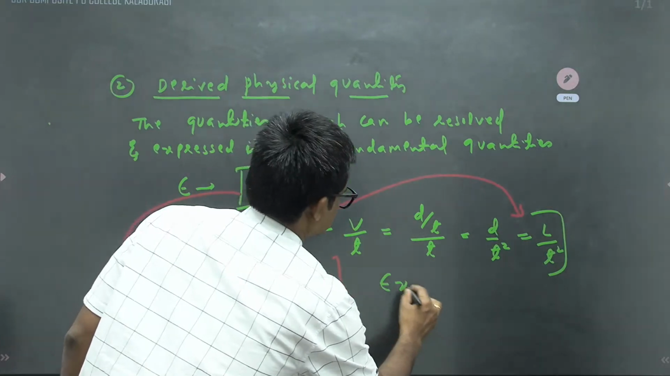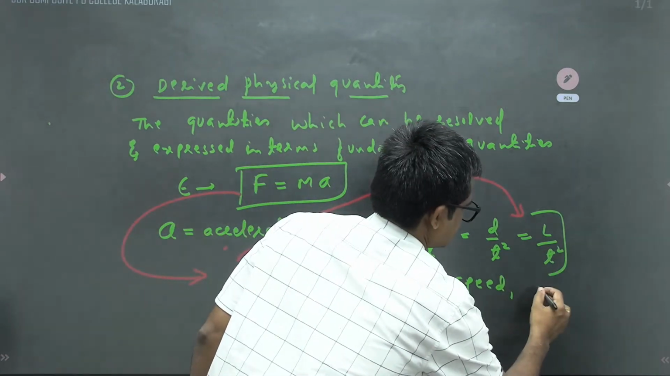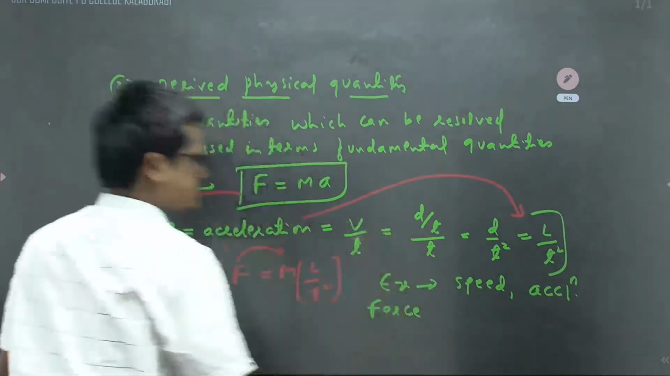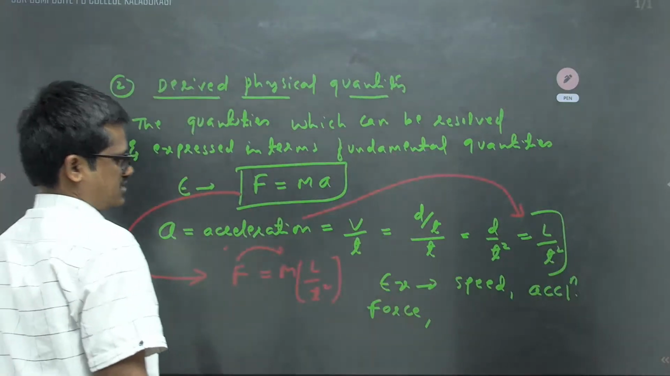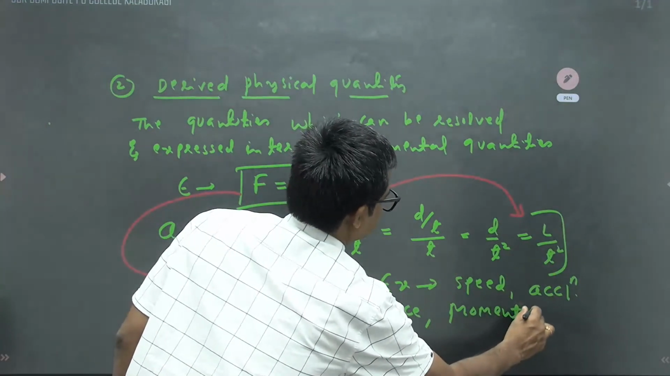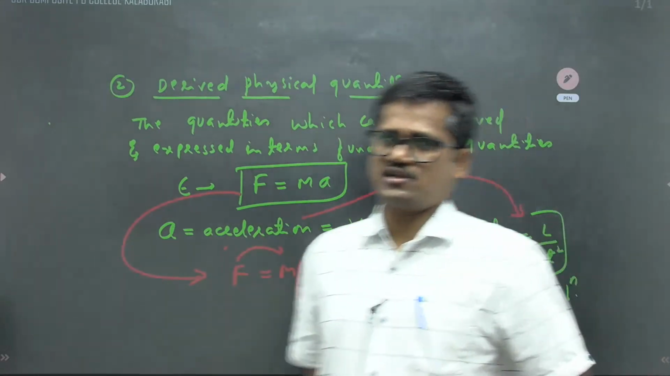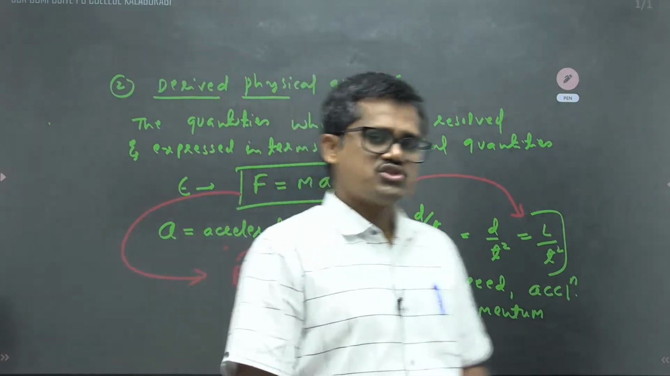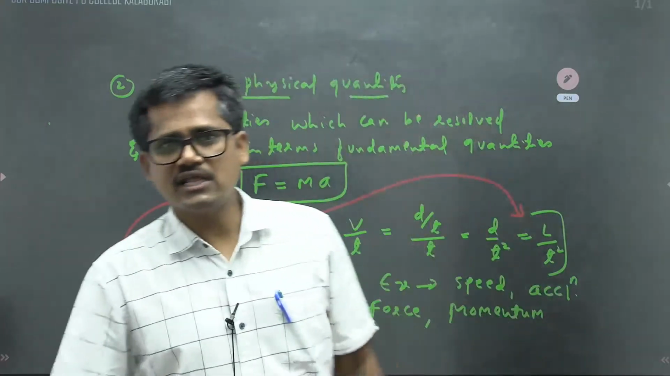You can write, for example, speed is a derived quantity. You can write acceleration is a derived quantity. You can write force is a derived quantity. You can write many, especially in case of mechanics. You can write momentum is a derived quantity. Now slowly I will extend the concept to all parts of physics. For simplicity, I have taken only mechanics. Conclusion: in mechanics, mass, length, time are the fundamental quantities. Other than that, whatever we get in mechanics are all derived quantities.